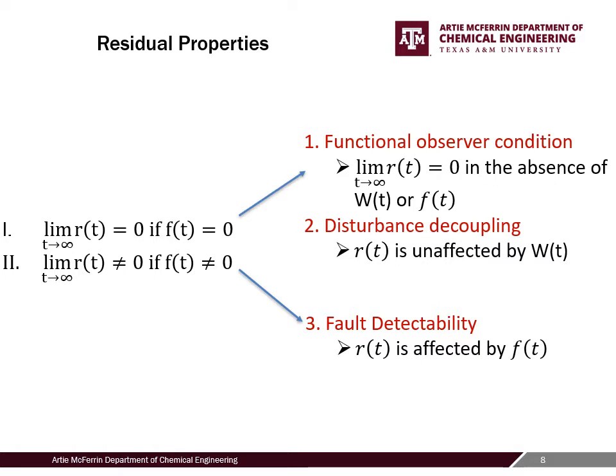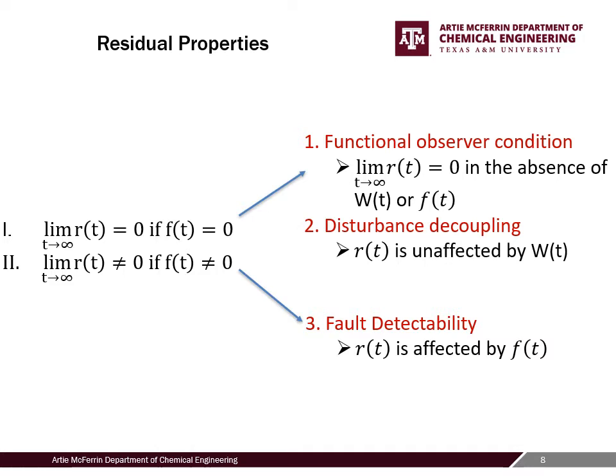The first one is what we call the functional observer condition, and this says that the residual should asymptotically decay to zero in the absence of disturbances or faults. The second one is called the disturbance decoupling condition, and here we want the residual to be unaffected by any disturbances.